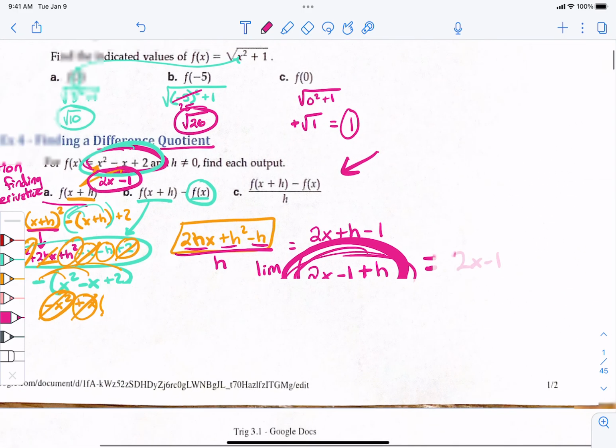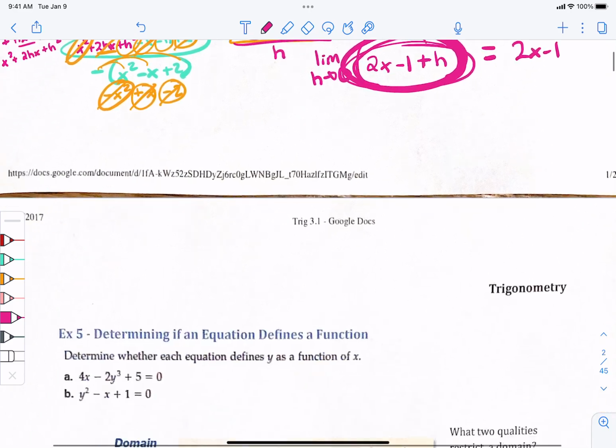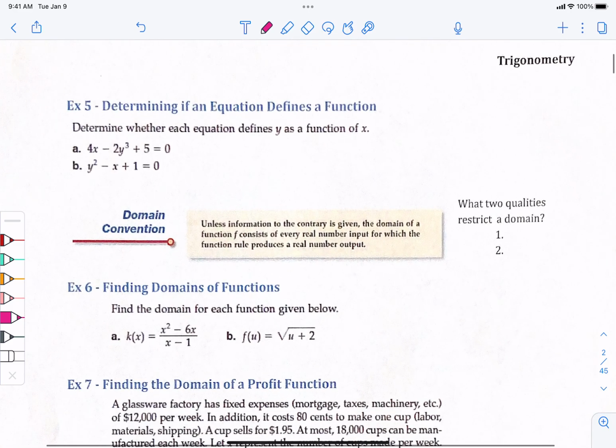Good? There you go. Good for the day? Yay! Let's do one. Let's do example 5, because then we stop at domain convention. We stopped at it because we need to refresh our brains on Monday. Example 5 is a good one. It's easy, but we'll need to refresh our brains.